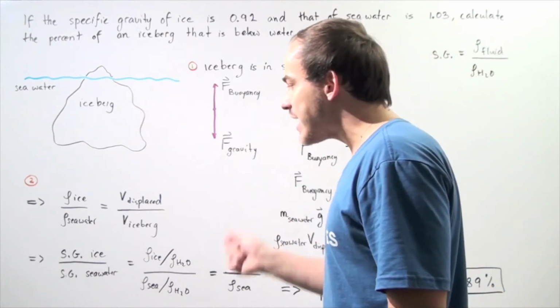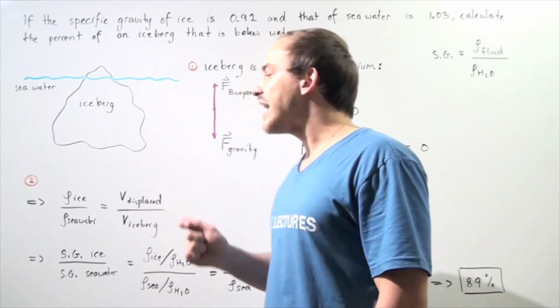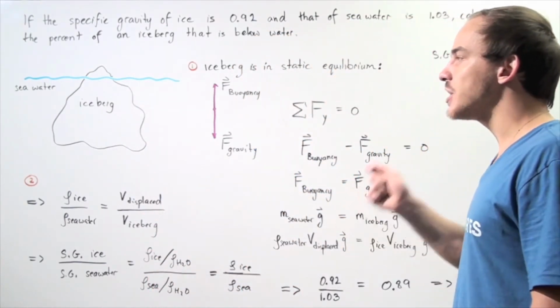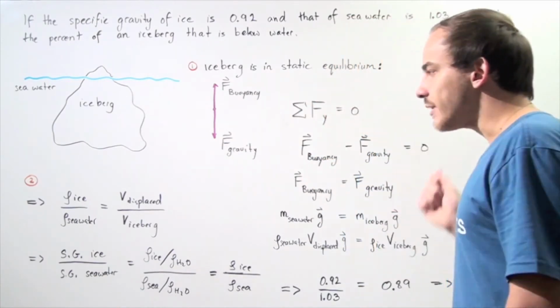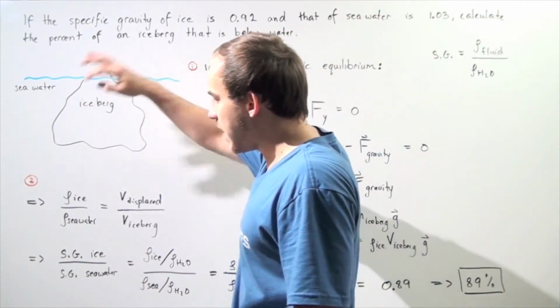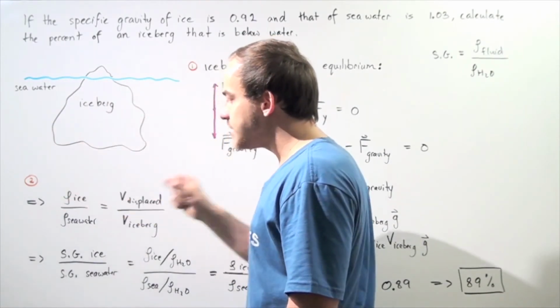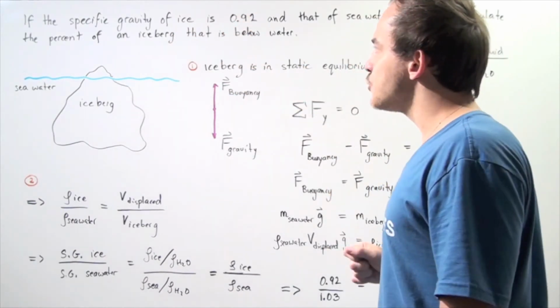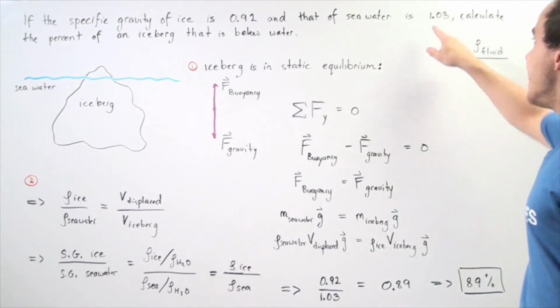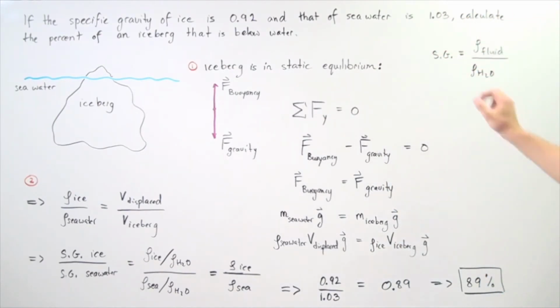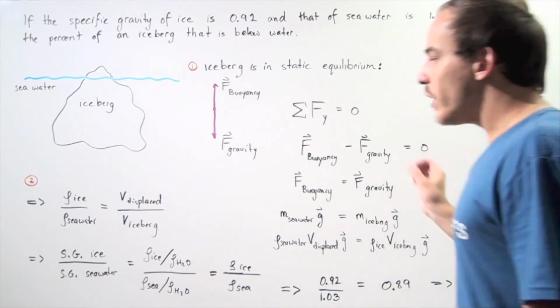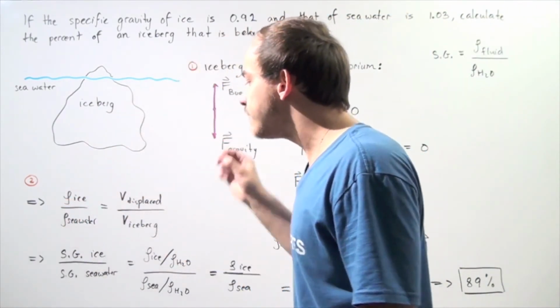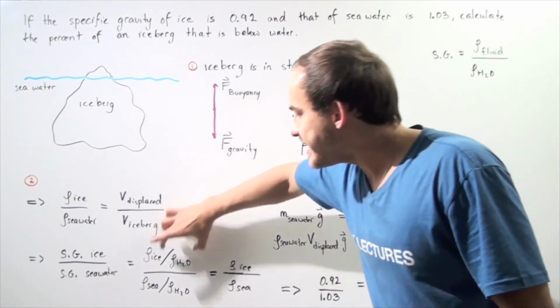And if we calculate the ratio and multiply by 100, that will give us the percentage of the iceberg that is found below seawater. Now, how exactly can we calculate the density of ice to the density of seawater? Well, we're given that the specific gravity of ice is 0.92 and the specific gravity of seawater is 1.03. Recall the formula for specific gravity is simply the ratio of the density of the fluid to the density of water, H2O. So if we take the specific gravity of ice and divide it by the specific gravity of seawater, we get the following ratio.